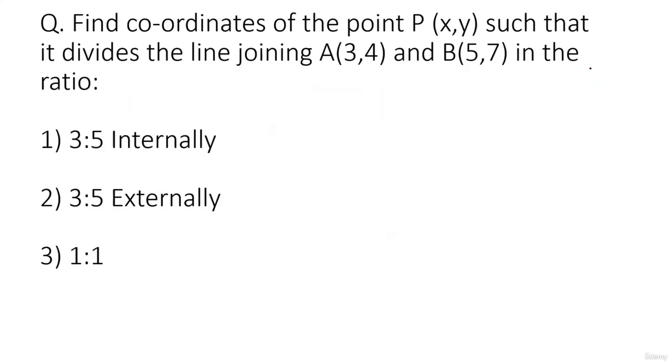Find the coordinates of the point P (x, y) such that it divides the line joining A (3,4) and B (5,7) in the ratio 3:5 internally. The first question says this is your line segment AB. The coordinates have been given, 3,4 and 5,7. The point P lies in between, x comma y, and this ratio is 3:5. So we use the section formula very easily.